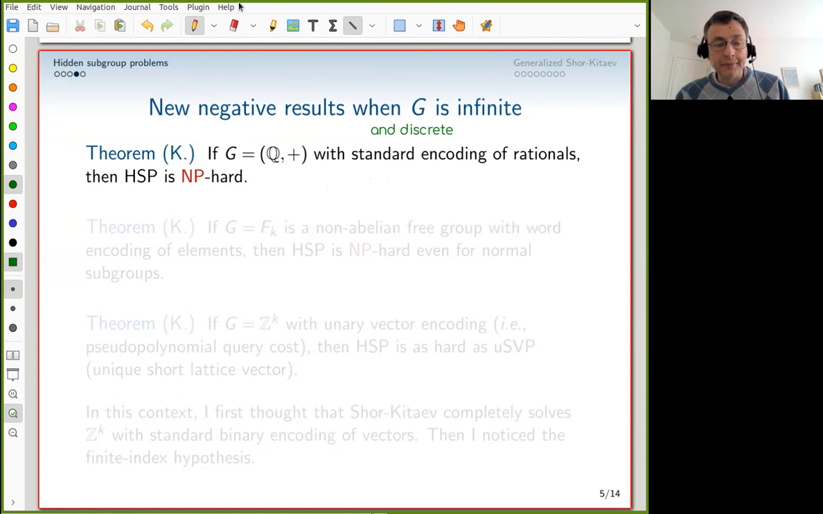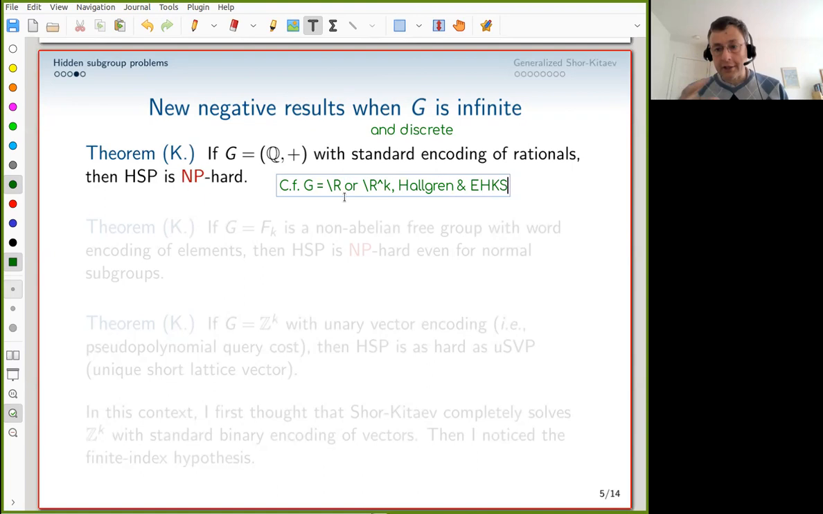And actually, I should just mention my slides aren't great about this until the end. I want to compare with a case that I didn't define, where the ambient group can be a Lie group or R to the K, that was settled and is important for algorithmic number theory and cryptography. The first case was done by Hallgren, and the second case was Eisentrager, Hallgren, Kateyev, and Song. That's actually important for this whole story, but I'll just get back to that at the end. For now, let's just worry about discrete groups.